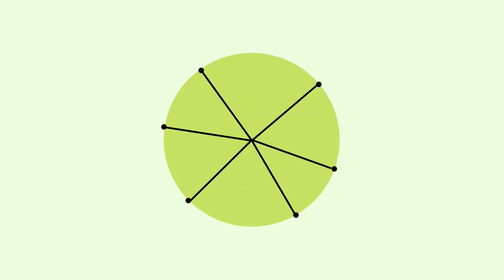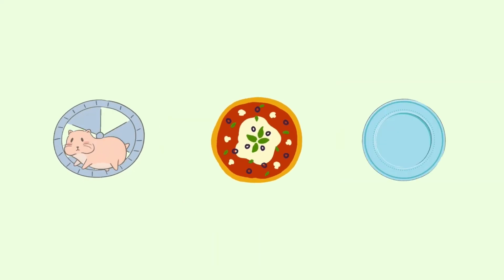This is a circle. Any point you can think of that is on the side of a circle has the same distance to the center of the circle. We call this distance the radius of the circle. Examples of circles include wheels, pizzas, and round plates.